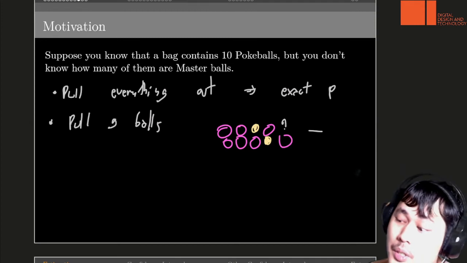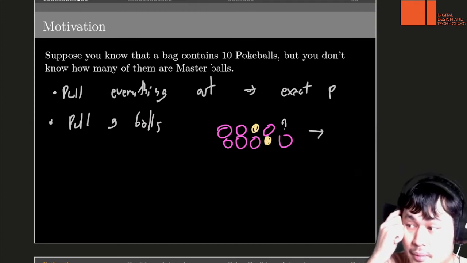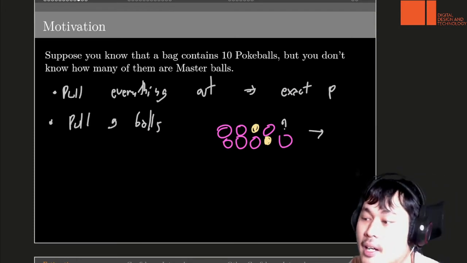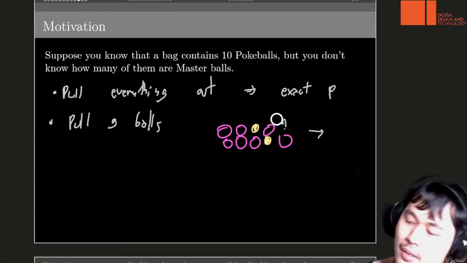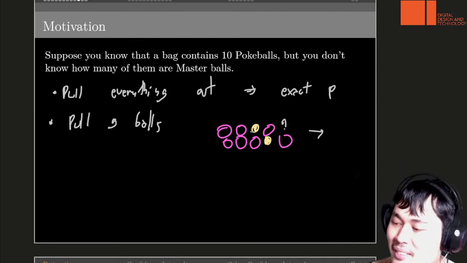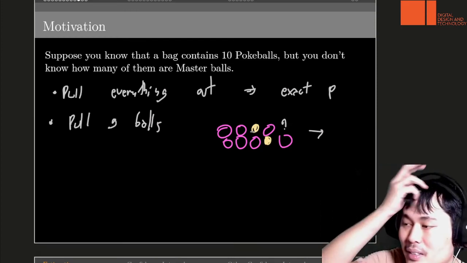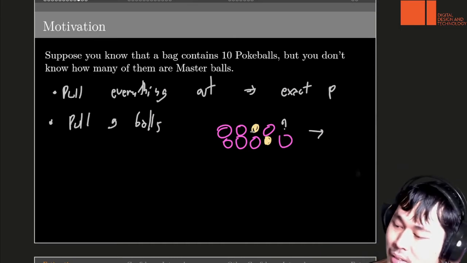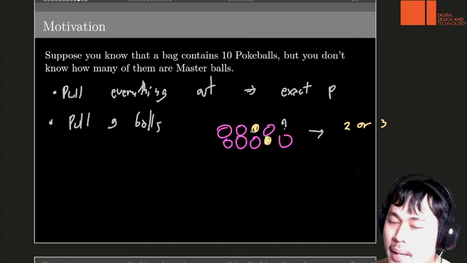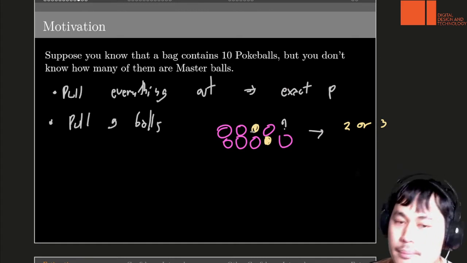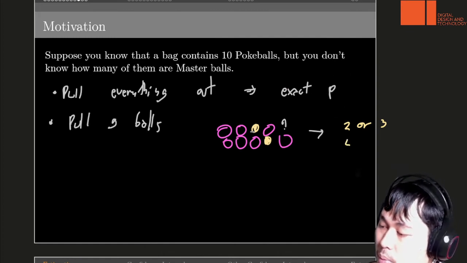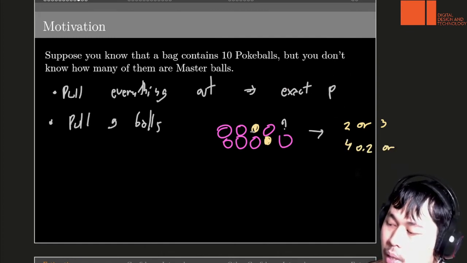Then what would be your conclusion? If you ask what is the ratio, or how many master balls there are in the bag, you will say, oh, since we see two and there's one missing, one mysterious ball that we didn't pull yet, the best we can do is say there must be two or three master balls in the bag. Or if you change that to the proportion, you could say it's about 0.2 or 0.3.